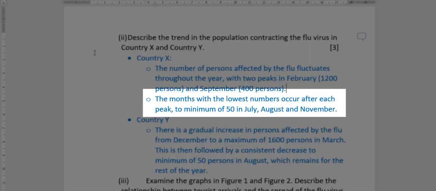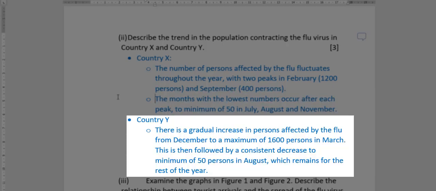It said the months with the lowest numbers, so we are over here now, right? The months with the lowest numbers occur after each peak to a minimum of 50 in July, August, and November. Again, you're indicating where there are any valleys, any minimal points, and you quote the actual values. Okay? In this case, the value is 50 for July, August, and November. Now we're going to look at country Y.